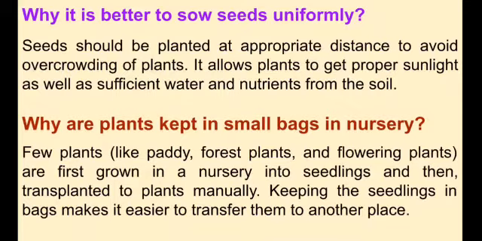Few plants like paddy, forest plants and flowering plants are first grown in the nursery as seedlings. Seedlings are small plants, and they are then transplanted manually. Keeping the seedlings in bags makes it easier to transfer them to another place, as I told you all. That is why they are kept in polythene bags, which are very easy to carry from one place to another, and we can transplant wherever we want to plant the trees. So that is why it is kept.